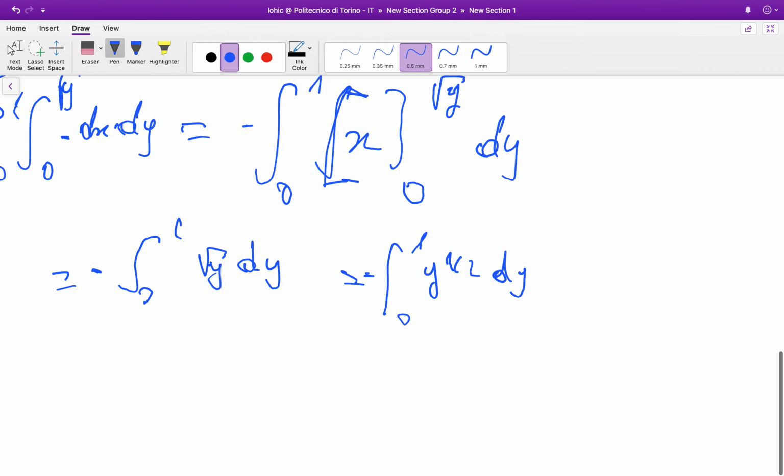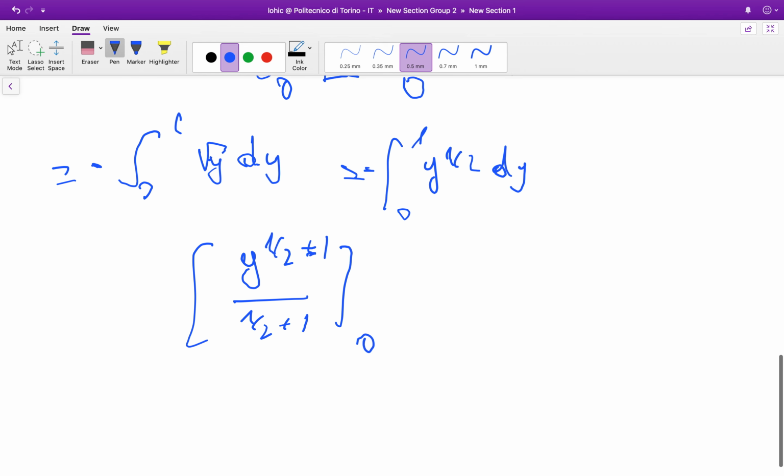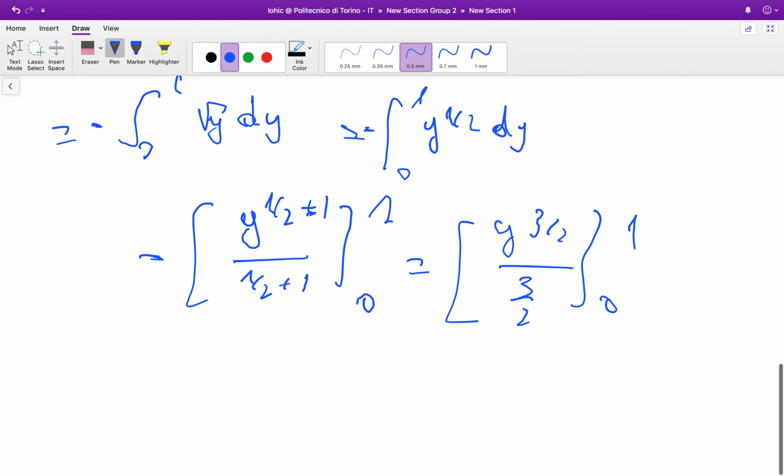It is equal to y to the power half plus 1 over half plus 1, taken between 0 and 1, with the minus. So it's y to the power 3 half over 3 half taken between 0 and 1. Now it is 2 over 3 multiplied by y to the power 3 half, which is the square root of y cubed, right?